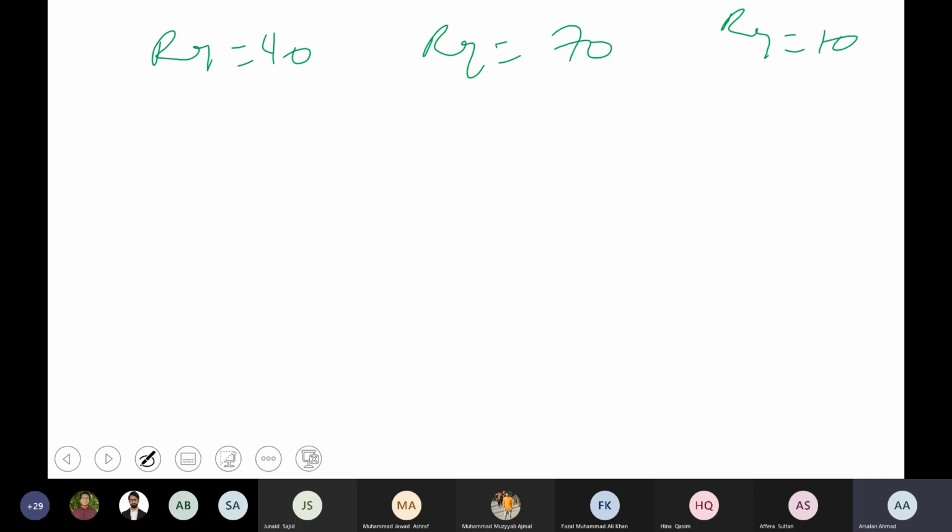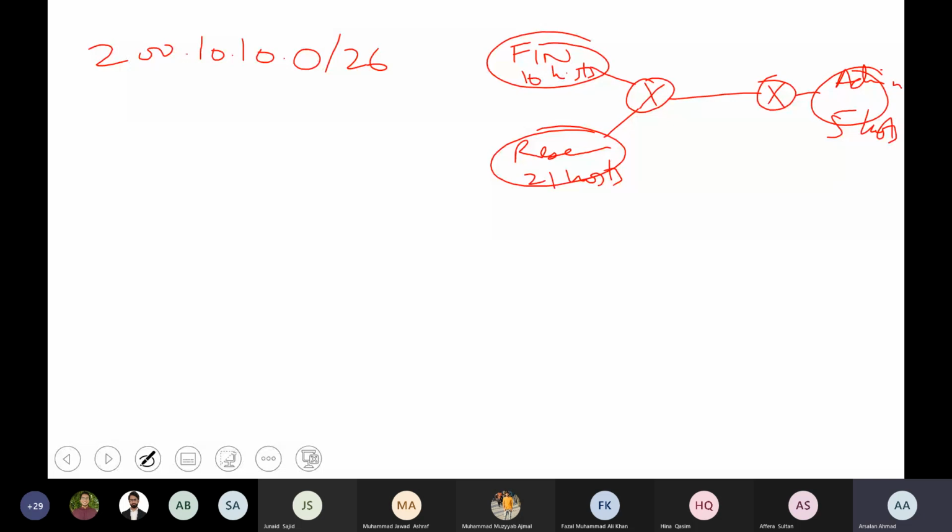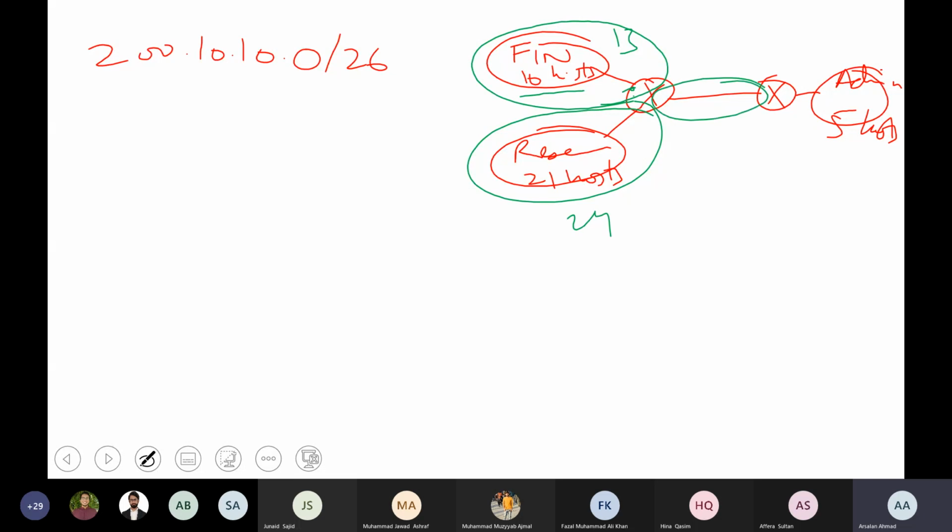Let me give you another example, and instead of a picture I'm just giving you a requirement. Suppose there was a picture like this one. You can see that we can calculate the requirement: 10 hosts plus 1 for this interface plus 1 network plus 1 broadcast. So the requirement here is 13 addresses, and for this network also 13 addresses. For this network it is 21 plus 1 plus 1 plus 1, 24 addresses. For this one it's 2 plus 1 plus 1, 4 addresses, and for this one 5 plus 1 plus 1 plus 1 is 8 addresses.